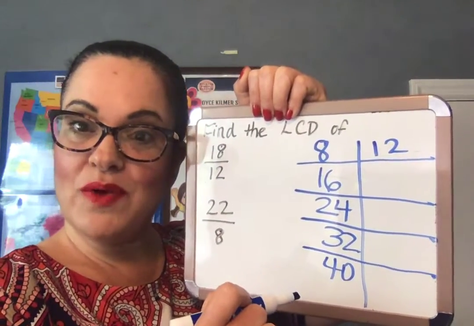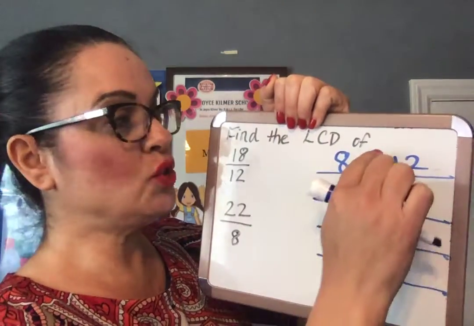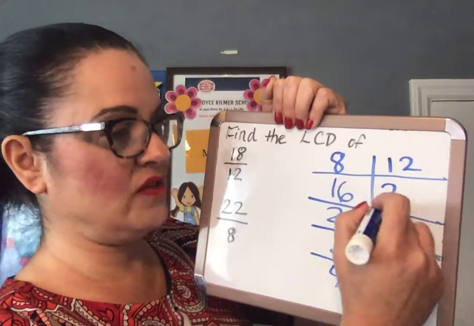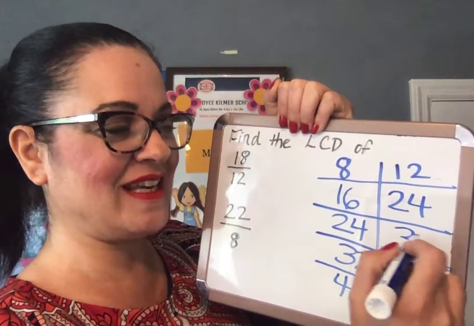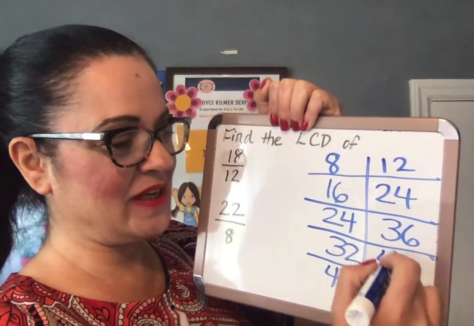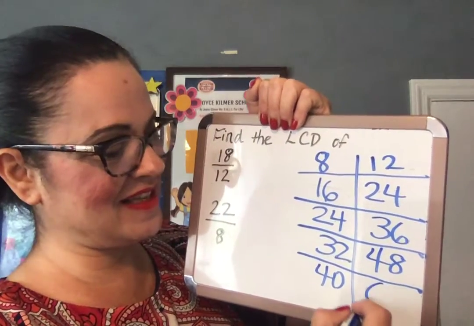And now I'm going to skip count by 12. So let's see, 12 and 12 more is 24. And 12 more is 36. And 12 more is 48. And 12 more is 60.